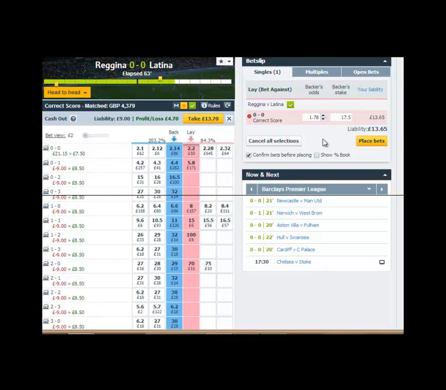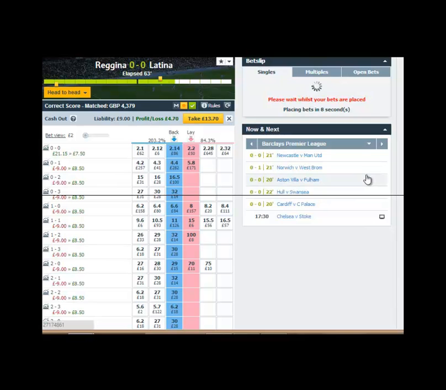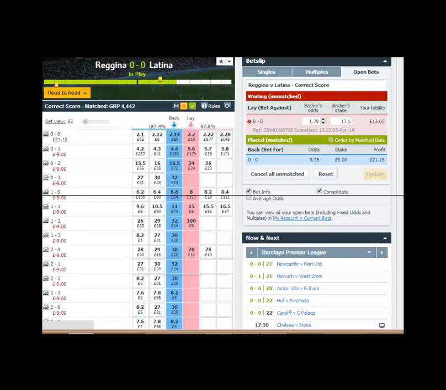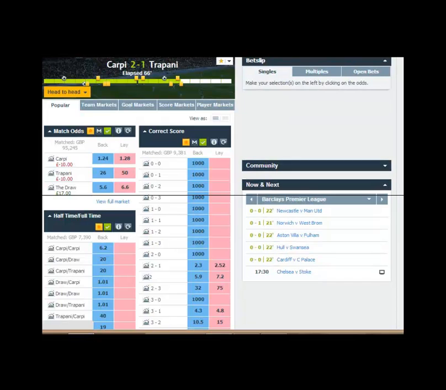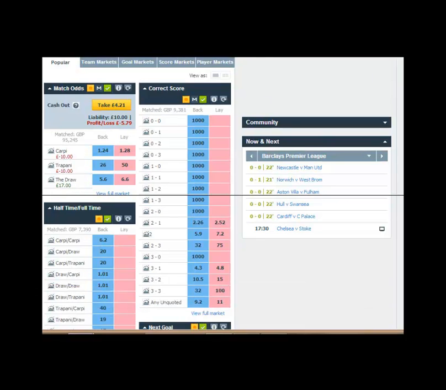And at this point, I've decided that I'm going to try and scratch this trade by laying the 0-0 at 1.78. And you can see there that once I've done that, I will get around £8 green across all the scores, which covers exactly the liability on the over 3.5 market, on the over 2.5 I should say.